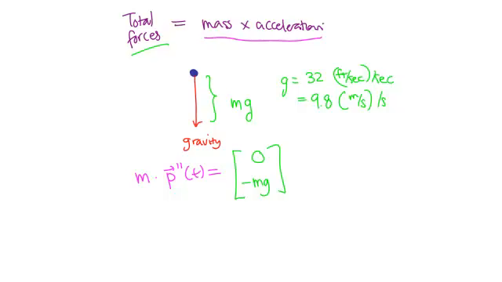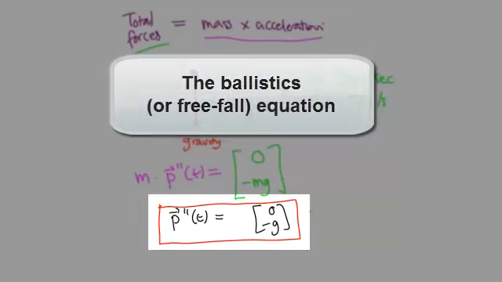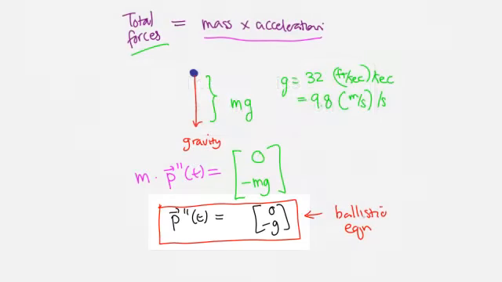Now, if I were to pull the m out of the equation on the right, I could sort of scale it out. I would have m times the vector 0, negative g. And if I divide both sides by m, I get p double prime of t is equal to 0, comma, negative g. This is sometimes known as the ballistics equation because it describes the motion of a particle traveling through the air after some initial firing. It also describes the motion of a particle falling straight down in free fall. It had no initial speed right here.